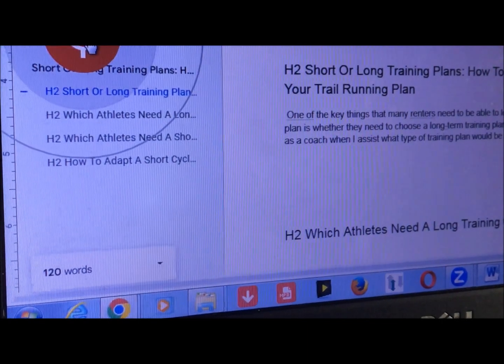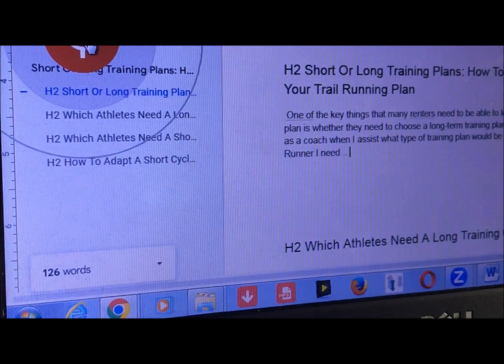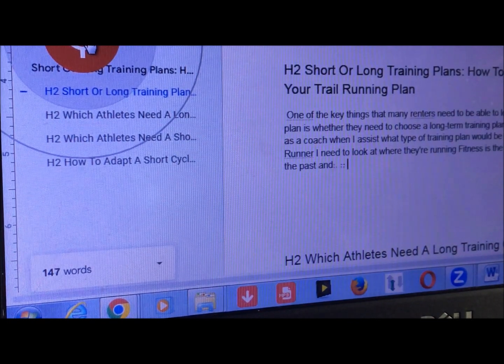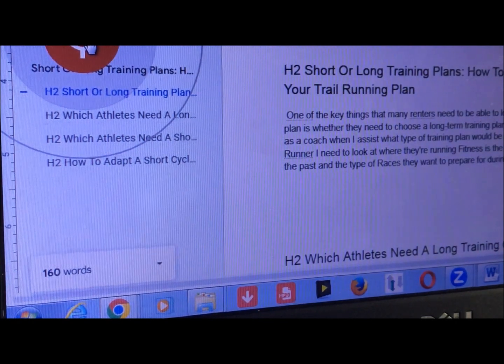where their running fitness is, the types of races that they've done in the past, and the type of races they're wanting to prepare for during that specific season. Period. New line.